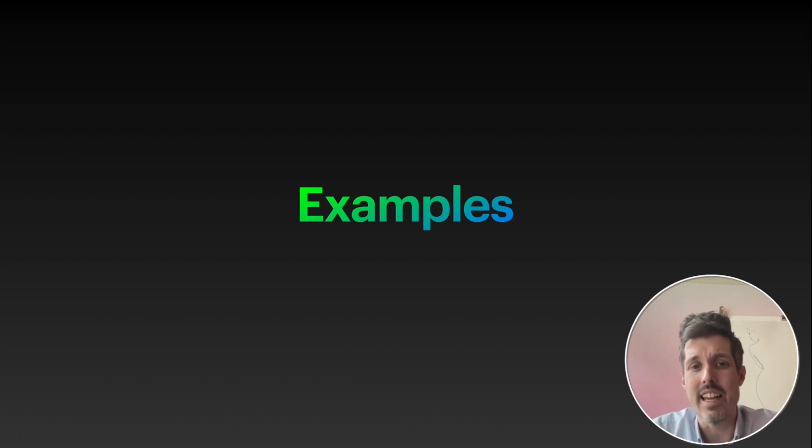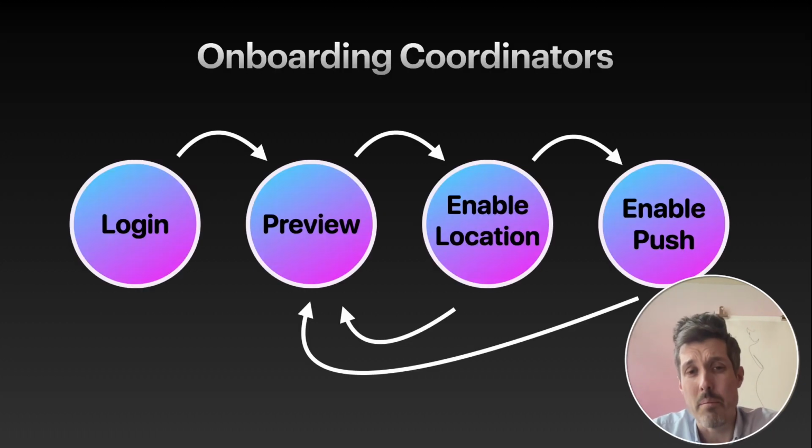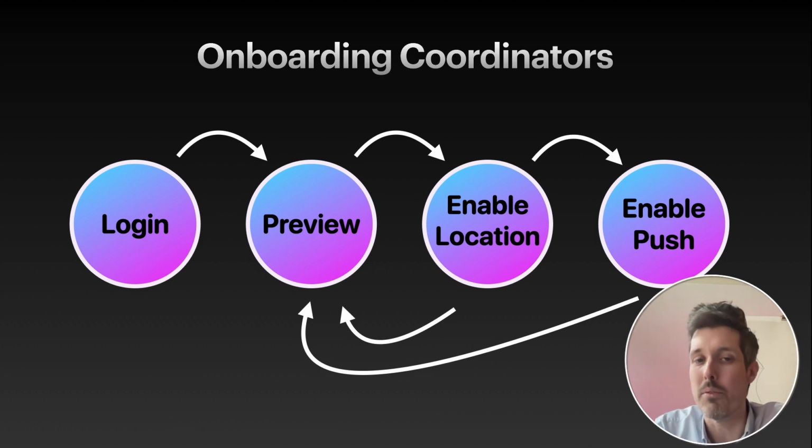The first is an onboarding coordinator. So for example, you could have like the login state, then some sort of app preview, and then enable location, and then like enable push notifications, for example. But in some of these cases, when you press the back button, you don't necessarily want to go back to a step that you've already done. So here, for example, for enable push and enable location, we would go back to the preview and not necessarily just the one before.